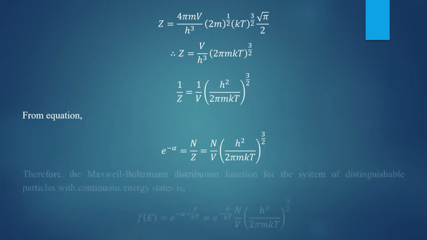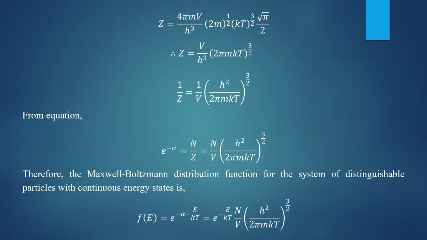Therefore, the Maxwell-Boltzmann distribution function for a system of distinguishable particles will be f of e is equal to e to the power minus alpha minus e by kt. Substitute for e to the power minus alpha just obtained here, into e to the power minus e by kt as it is. So it will be e to the power minus e by kt into n by v into h square divided by 2 pi m kt to the power 3 by 2.